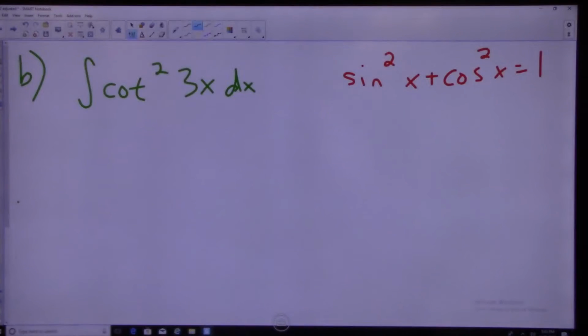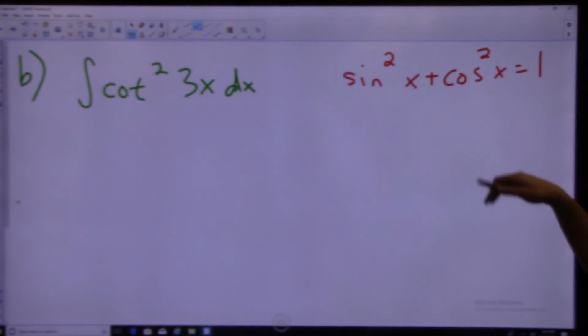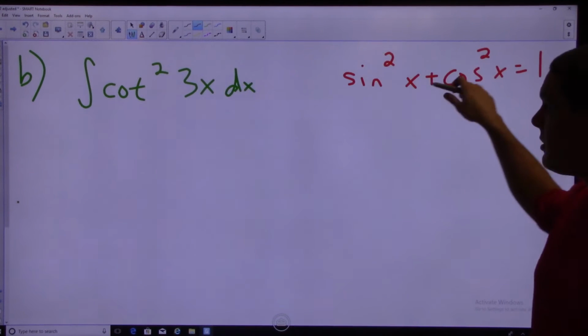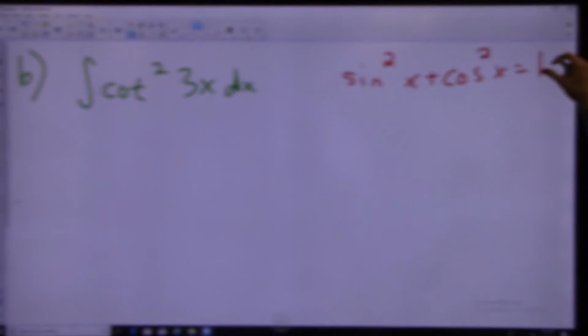So one of the identities, the way we can figure out other identities is to divide every term by either sine squared or cosine squared. Let me divide everything by sine squared here. So guys, this was the major Pythagorean identity. Okay, sine squared plus cosine squared equals 1. Hopefully we at least remember that.